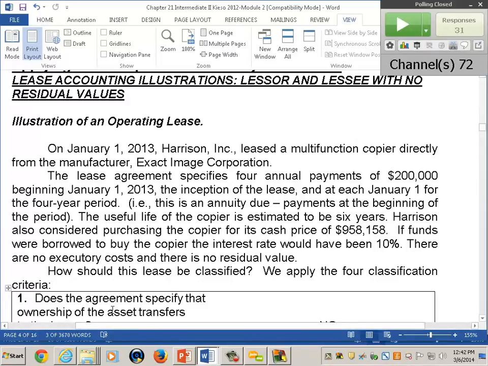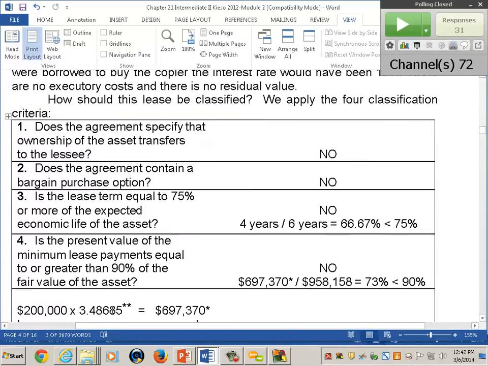So in applying the lease conditions to this problem, there is no transfer of ownership and no bargain purchase option. Then we have to test the 75% and the 90% tests. If the lease term, and remember, what would you have to think about there? We have no bargain renewals.